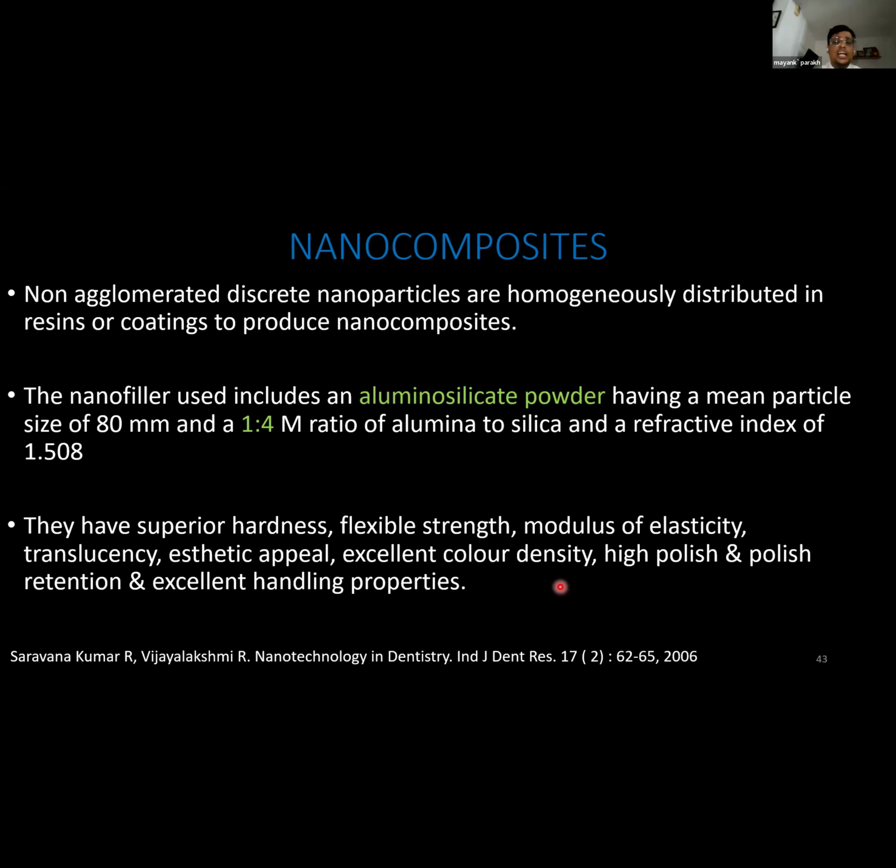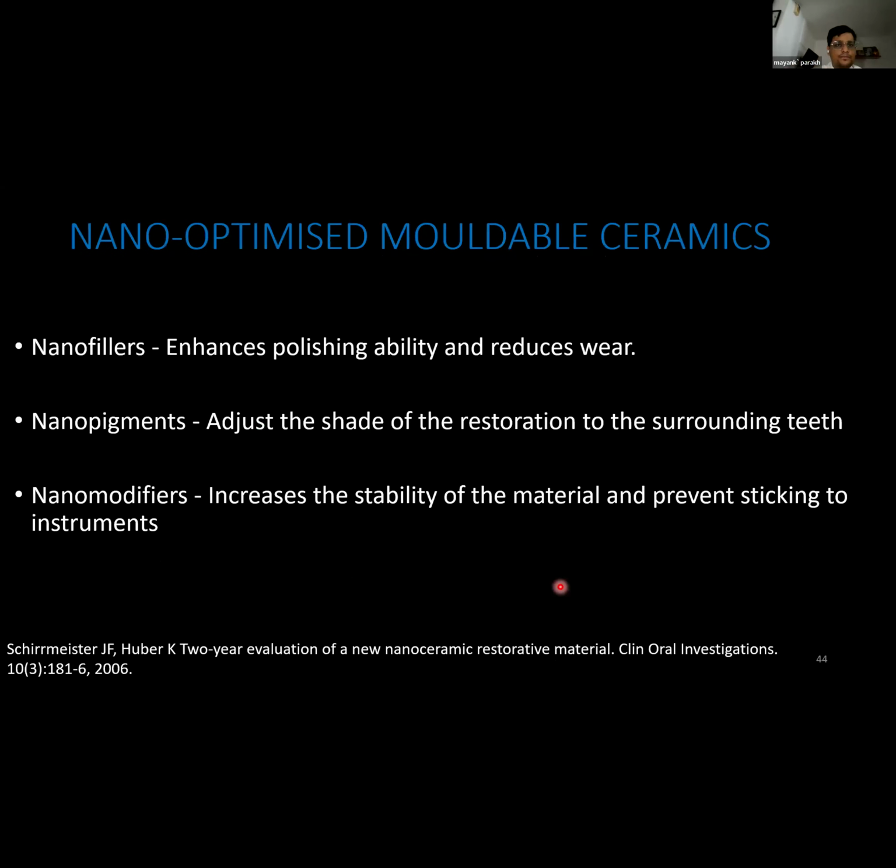They have a good hardness. Translucency, it's very important that the composites are translucent so that in front teeth we can get beautiful aesthetic results. And then they are extremely polishable, so you can obtain a high polish.